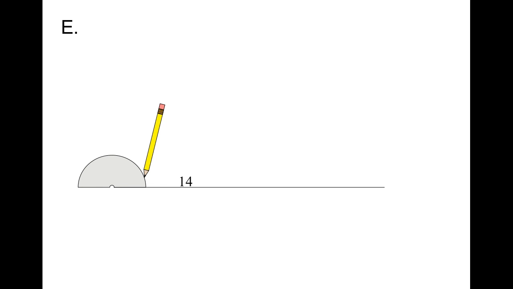E, same thing, except it's a 14-degree angle. Lay your protractor so the vertex will be the very end of that line, mark off 14, and draw a 14-degree angle. When you're done, use your protractor and measure it and make sure it really is 14 degrees.